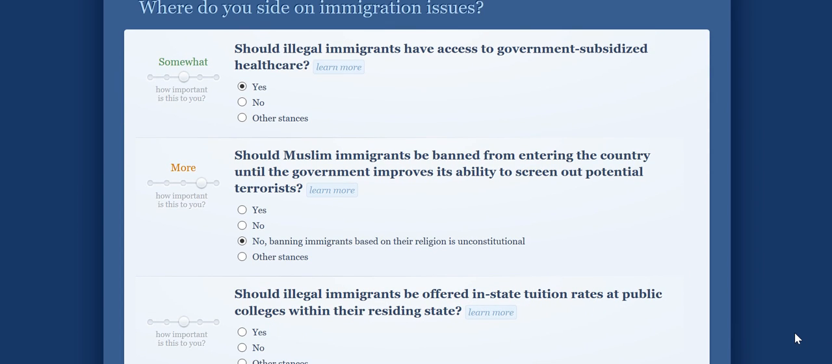Should illegal immigrants have access to government-subsidized healthcare? Yeah, everybody should have access to government-subsidized healthcare because all healthcare should be government-subsidized. It should all be tax-funded. That's the whole point of a single-payer system.